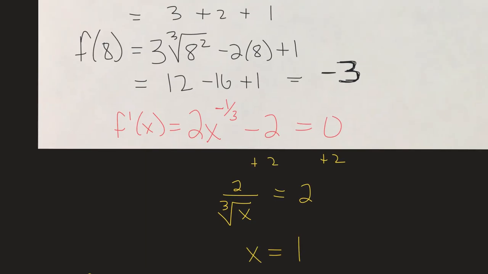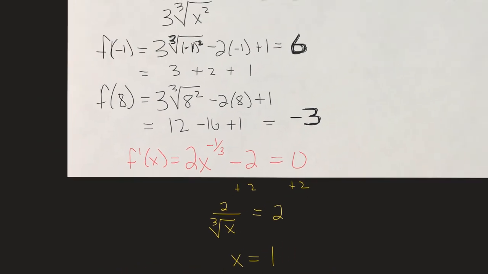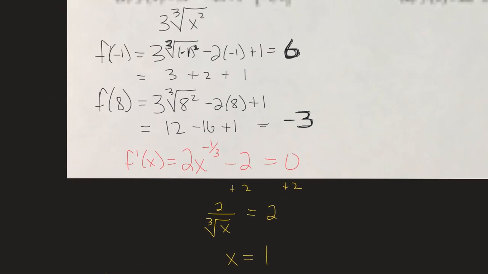So let's evaluate f at 1. Probably 3 minus 2 plus 1 is positive 2. Okay, so it looks like we have an absolute minimum when x equals 8, and we have an absolute maximum when x equals -1.